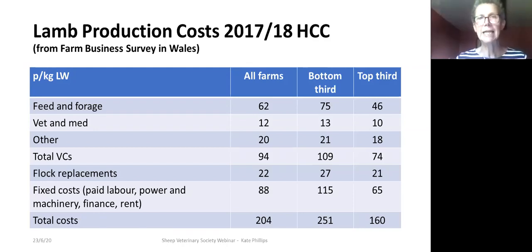So just to present another way of looking at the data, this is what HCC, Hybu Cig Cymru, actually do with their data taken from the Farm Business Survey in Wales, and they present it in a pence per kilogram format. So we're looking at all farms. They have a bottom third and a top third. So we can see, this is in pence per kilogram of lamb produced on the farm, within the production year.